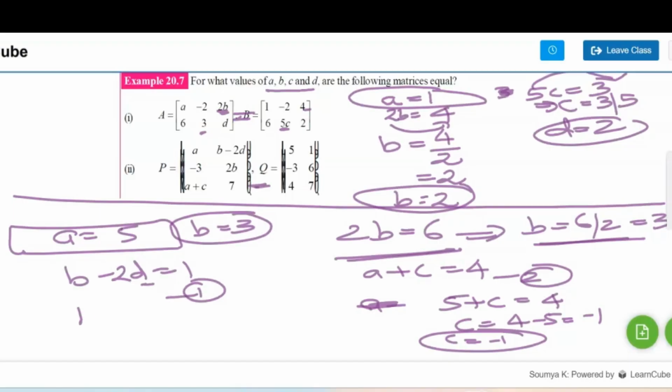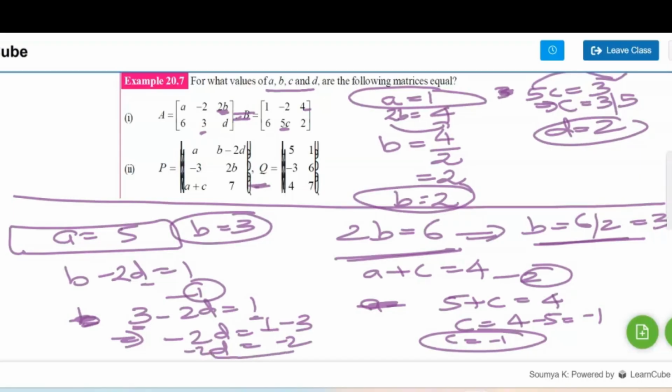This is solving a linear equation. Okay, so already b is 3. 3 minus 2d is equal to 1, and let the similar terms go to one side. So it is 3 minus 2d, and it is getting added here. Let it go to the other side and get subtracted. So 1 minus 3, which is equal to minus 2. And here you have minus 2d, which will get divided by this minus 2. So at last you will get d as 1. So this is the solution. d is 1, c is minus 1, a is 5, and b is 3. These are the solutions of the second question. Hope this is clear to you.